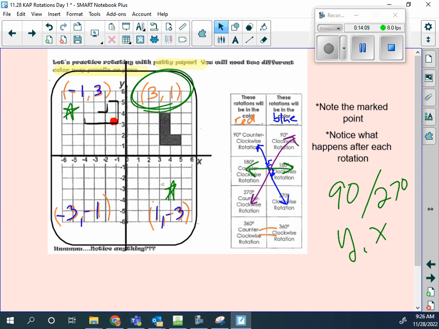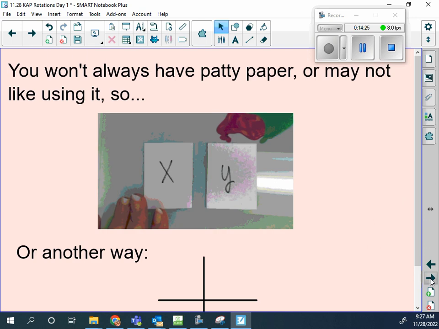Okay. Do you think that we should probably try to memorize a rule for this? Yes. Okay. Because patty paper works, I promise, it works every time. But you may not always have a piece of patty paper, correct? Yeah. You may not always have some. So I'm going to show you guys a couple of other ways to remember this. Are you ready? All right.